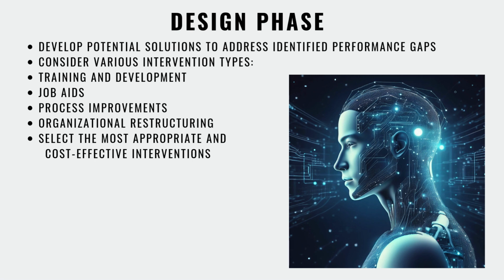Next, we consider job aids. These are valuable tools that provide quick reference materials or guidelines to assist employees in performing their tasks more effectively. Another intervention type is process improvements. This involves analyzing current workflows to identify inefficiencies and implementing changes that can lead to better outcomes.